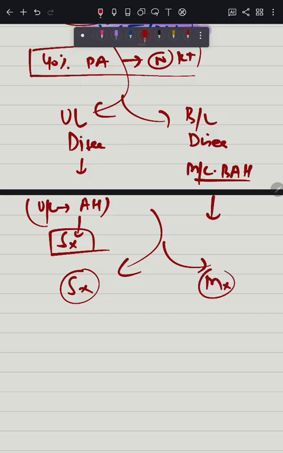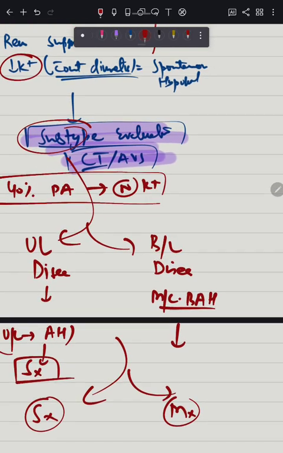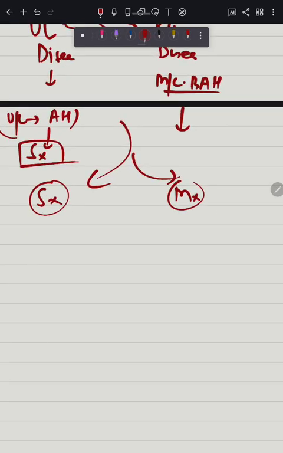So what is the role of CT adrenal? First step, because I discussed here CT and AVS. So what is the role of CT?